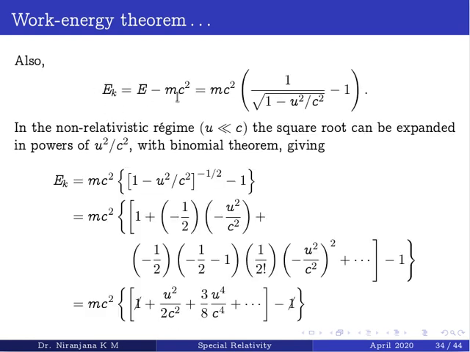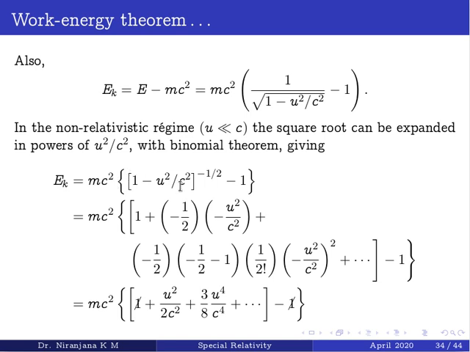And also we can show that by taking the expression for kinetic energy, take mc square common out, this will come into 1 by square root of 1 minus u square by c square minus 1. And we will expand in the non-relativistic regime, meaning when the velocity of the particle is very small compared to the velocity of light, then the square root can be expanded in powers of u square by c square by using the binomial theorem. And this gives this expression.